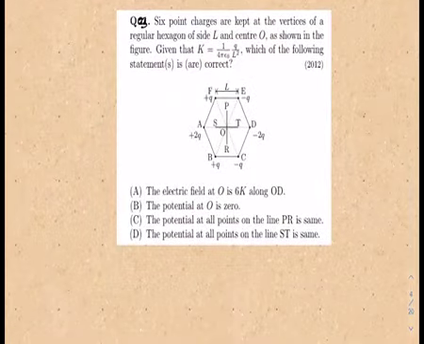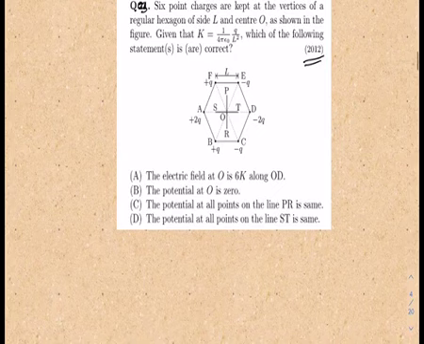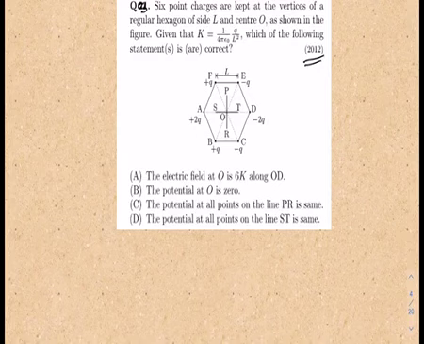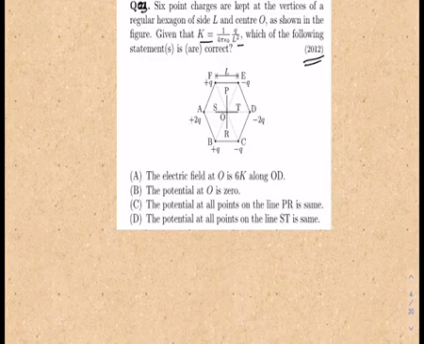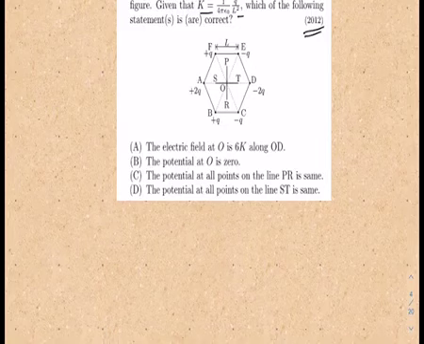6 point charges, this was asked in 2012 JEE Advanced. So if you read the problem, the 6 point charges are kept at the vertices of a regular hexagon of side L and center O as shown in the figure. Given that K is equal to this much, which of the following statements is or are correct? So more than one option may be correct. So let us find it out option by option. So let us solve it.